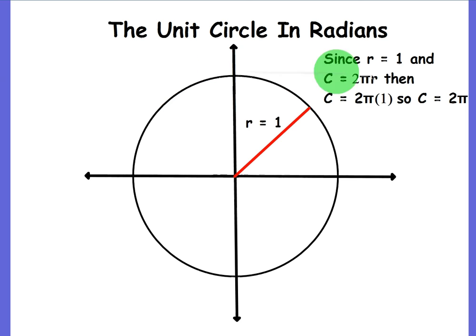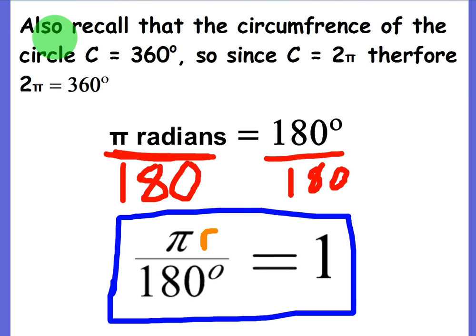Remember that we make the radius of the unit circle 1, right? So the circumference is equal to 2 pi radians, or just 2 pi if they say r equals 1. Means half the circle is 1 pi radian. So half of this is pi. So the easiest way to think about this, since 2 pi equals 360 and you divide by 2, you get pi equals 180. And if you divide both sides by 180 degrees, that means that pi radians over 180 equals 1.